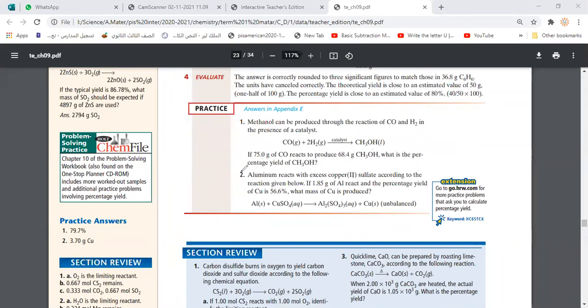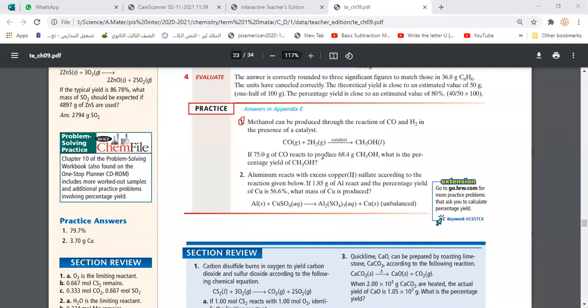So let's pass to the second one here. Aluminum reacts with excess. Sir, I can't understand. You can't understand. So let's work with me in this one. Look with me, Tadros. I'm going to answer question number 1 one more time, and then you are going to work with me in question number 2. He is asking you to find the percentage yield.